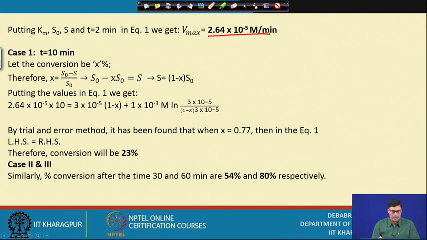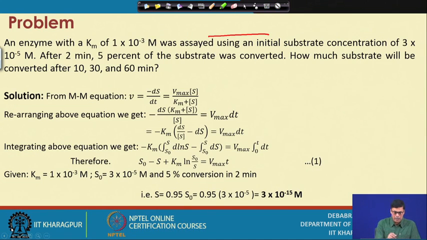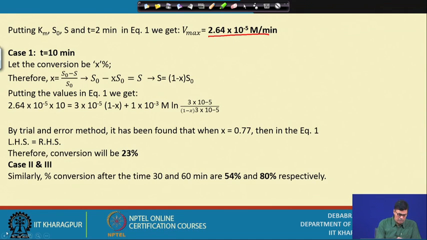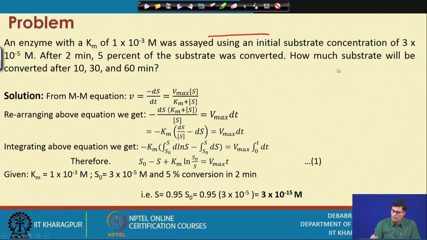From this we can find out the value of Vmax. But the next problem that we have is that we shall have to find out how much substrate is converted in 10, 30 and 60 minutes.